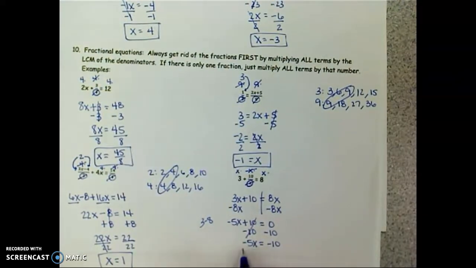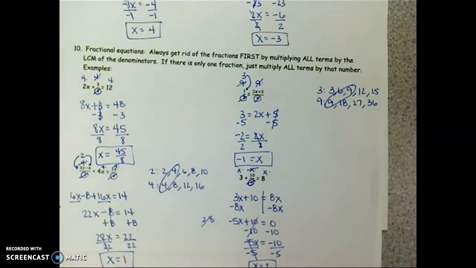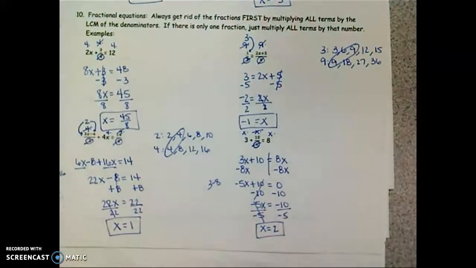Then undo multiplication using division. Divide both sides by negative 5. So x equals negative 10 divided by negative 5, which is positive 2. Negative divided by negative is positive.